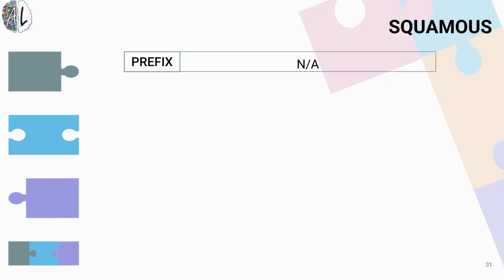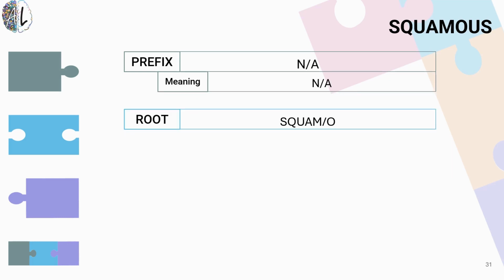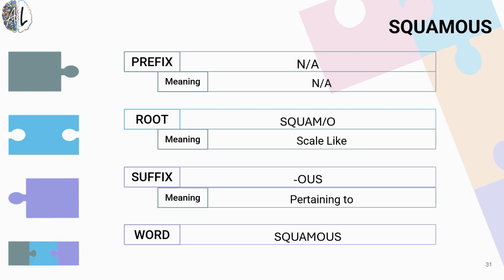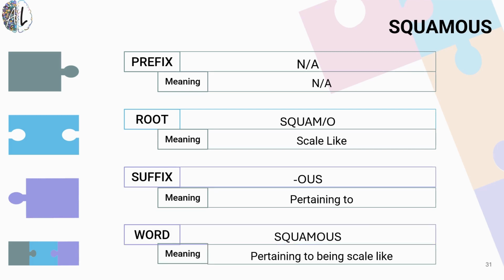So there is no prefix in the word squamous. Squamo does refer to being scale-like, that flat, plate-like. You'll see it as a few different things, but scale-like means to be very flat and narrow. And OUS is the suffix that refers to pertaining to. So squamous is pertaining to those flat, thin, plate-like, scale-like cells that we find at the very surface of the skin.